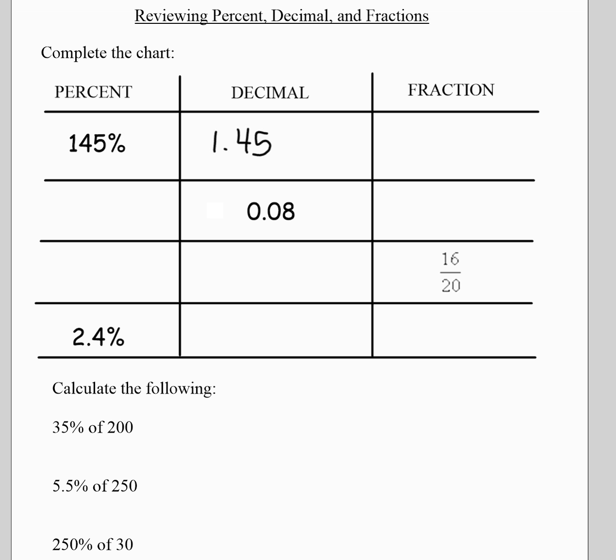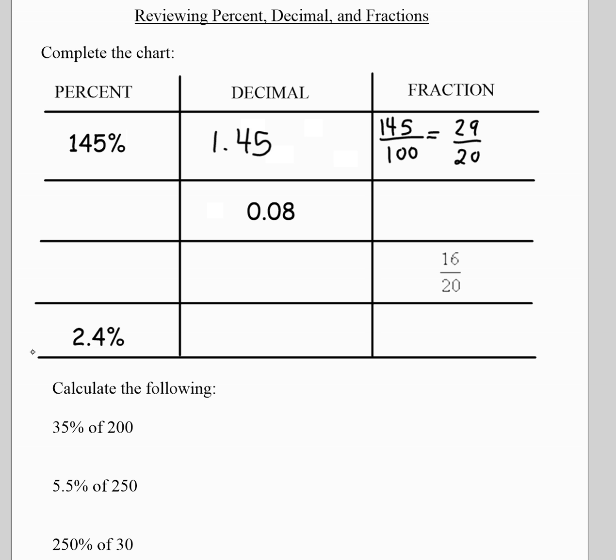To turn it into a fraction, again, percent means per hundred. So we can write 145 over 100, and 5 goes into both of those, and it will simplify to 29 over 20, and we can leave it as a simplified improper fraction. If you want to write it as a mixed number, you can, but you don't have to.